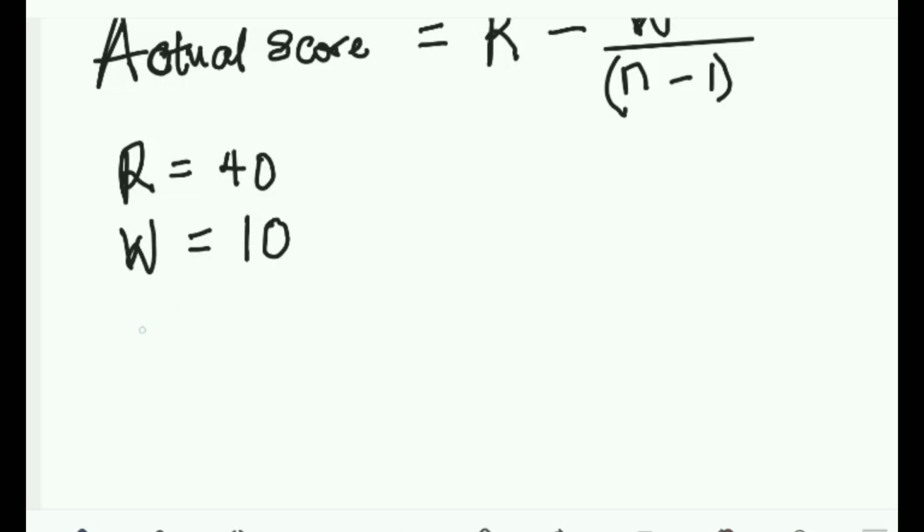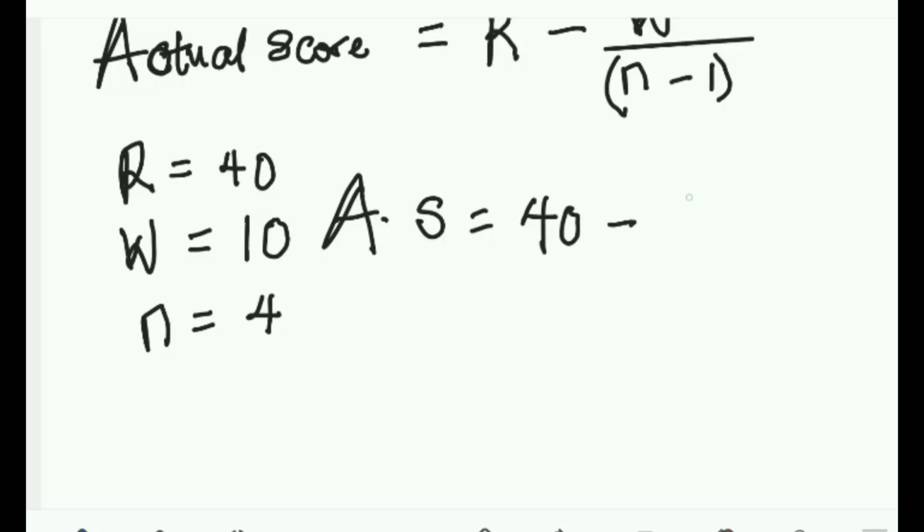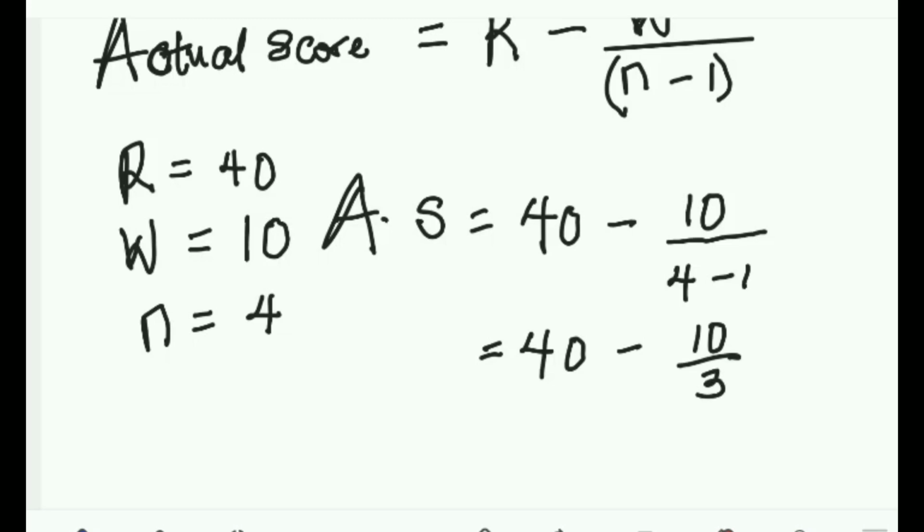And so our N here, N represents the number of options. In this case, the number of options is not given in this test, so we assume that there are 4 options: A, B, C, D. It is an assumption. A standard objective test comes with 4 basic options. So the actual score of this candidate is 40 minus 10 divided by 4 minus 1. So this is 40 minus 10 divided by 3.